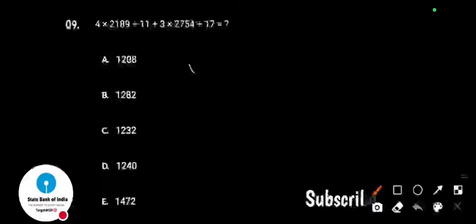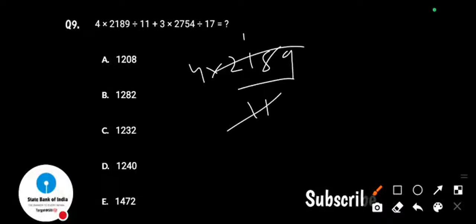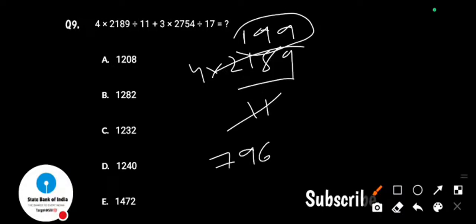Next question. Here we have 4 into 2189 divided by 11. 11 1 times will be 11, 10 means 9 times and 9 times. 4 into 199. So let's assume this as 200. So 200 4 times will be 800. 800 minus 4 will be 796.